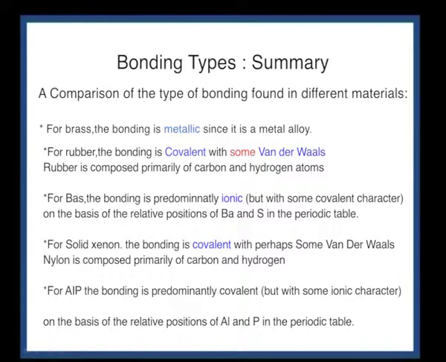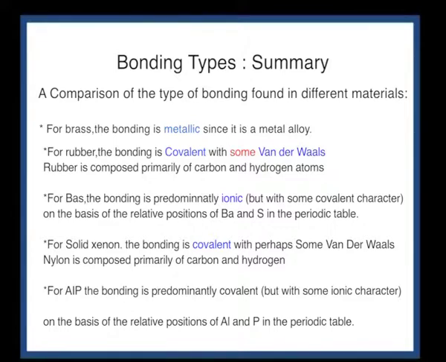For nylon, you take nylon wire, the bonding is covalent with some amount of Van der Waals bonding, right? Nylon is composed primarily of carbon and hydrogen. For aluminum phosphide, indium phosphide or gallium arsenide, in these systems the bonding is covalent, but with some ionic character.